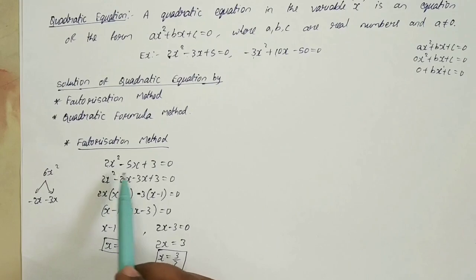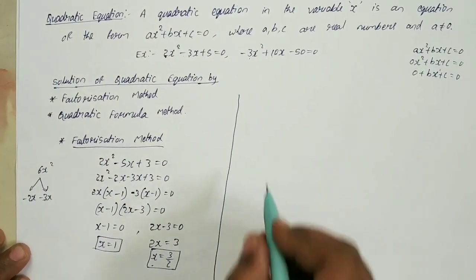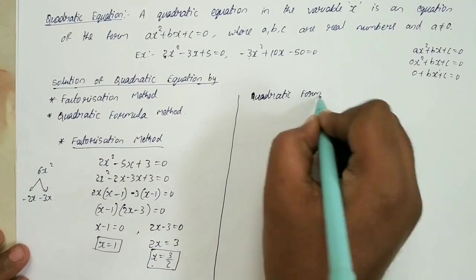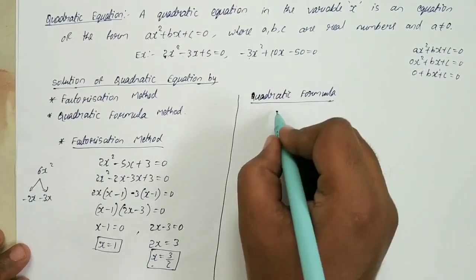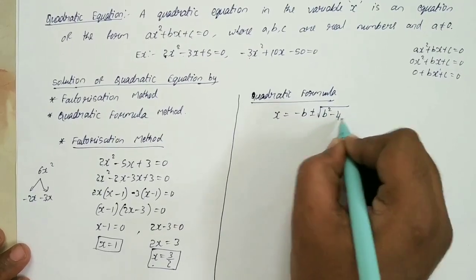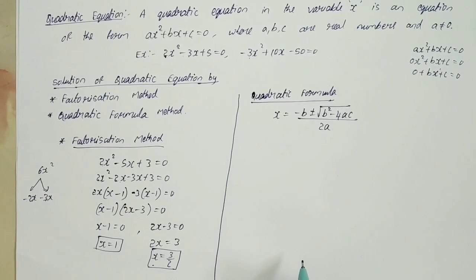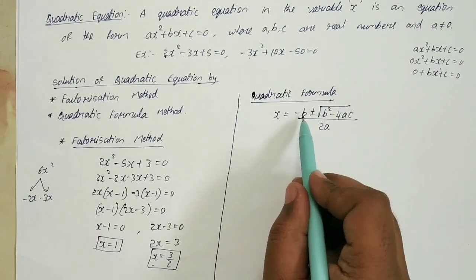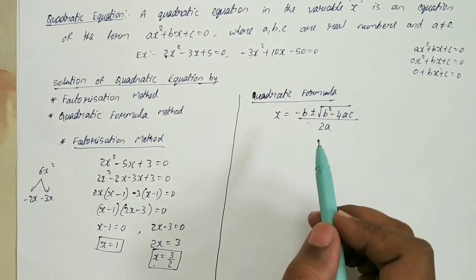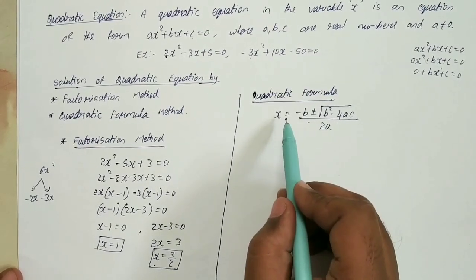Next, we will solve the same equation by which method? The quadratic formula method. So what is the quadratic formula? x is equal to minus b plus or minus square root of b square minus 4ac, whole divided by 2a. This is our quadratic formula. So now we have to substitute the values of a, b and c here. Then we will get the value of x.